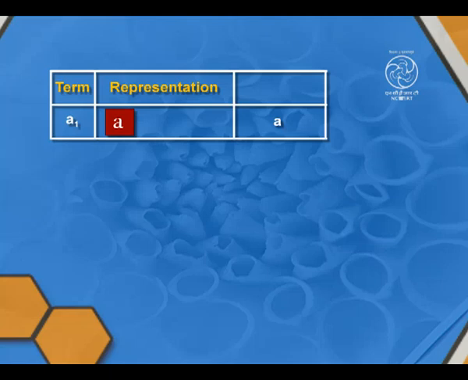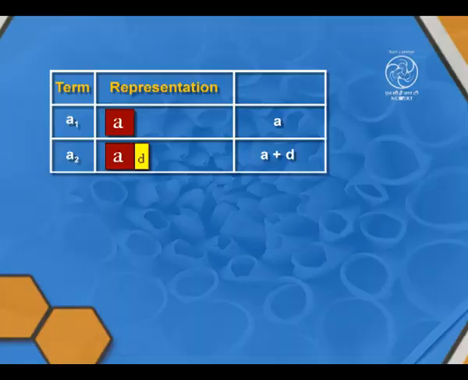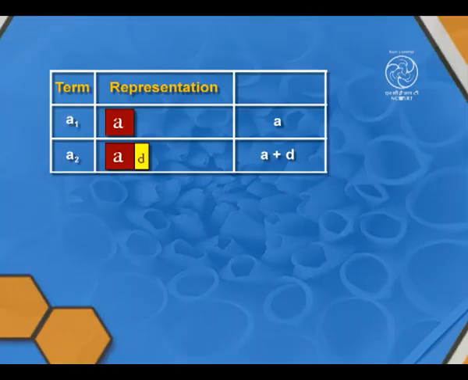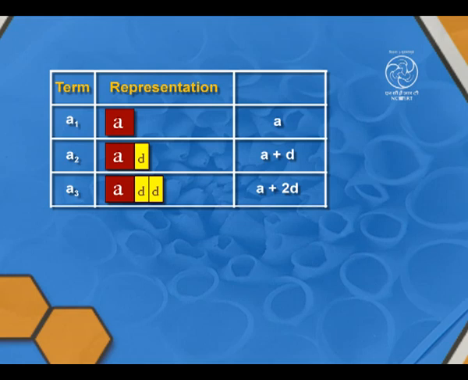So the first term is A. Now we take the second term. The common difference, the increment, we take as D. So we add D to this one, then it will be A plus D. For the third term we add D to the second term. The second term is A plus D and to this we add one more D, then it becomes A plus 2D.